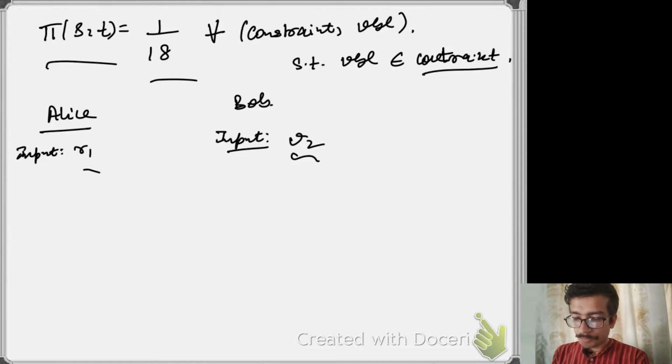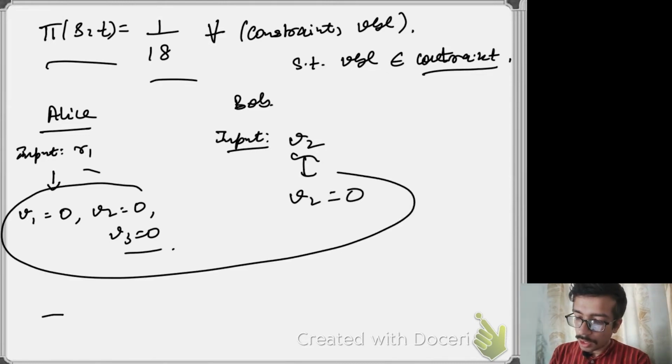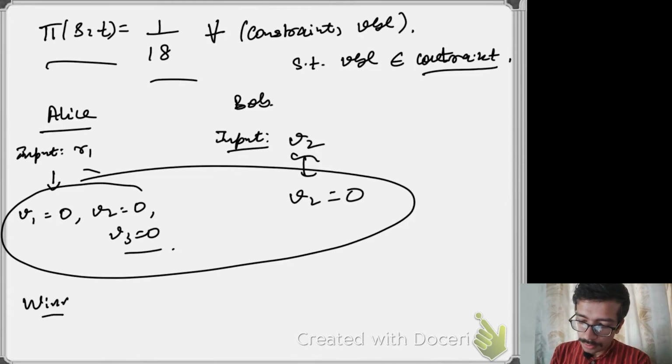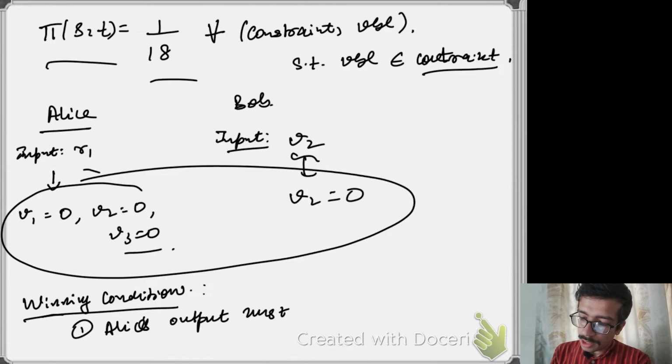And now here Alice needs to give an assignment of V1, V2, V3. Suppose Alice outputs say V1 equals 0, V2 equals 0, V3 equals 0, and let's say Bob outputs V2 equals 0, then they'll win the game, right? So here the winning condition: so firstly, Alice's output must satisfy the given constraint.